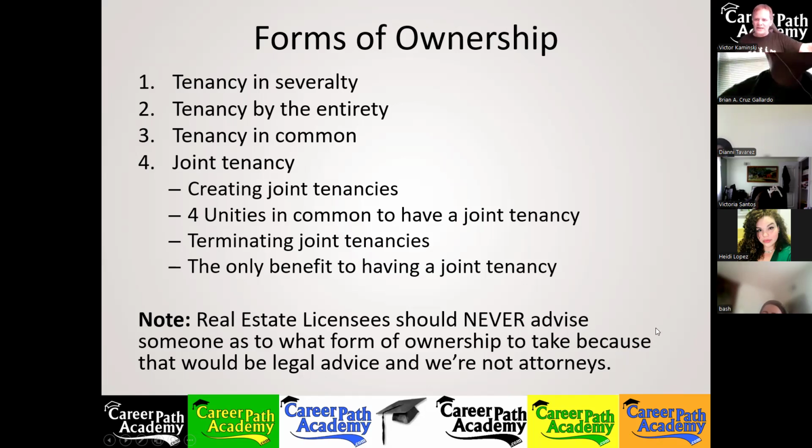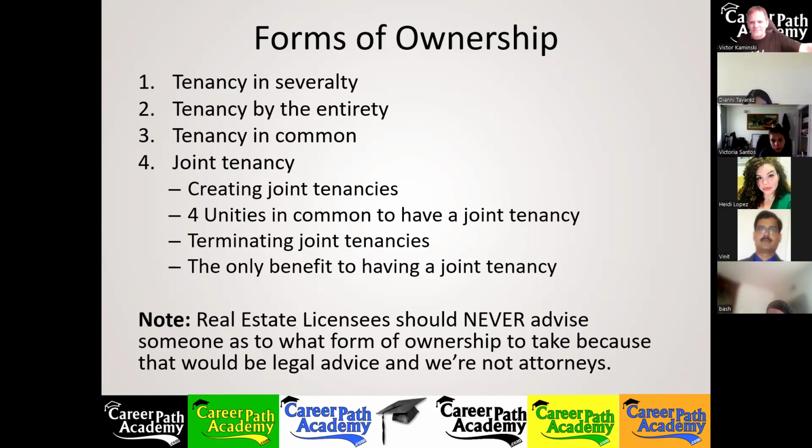So if they give you a question on the exam, be careful how the question is worded. If they give you this long-winded scenario and ask how the licensee should advise them on what form of ownership to take, that's a trick question, the way it's worded. Even though there may be an answer option that's perfect and you know what it is, select none of the above.